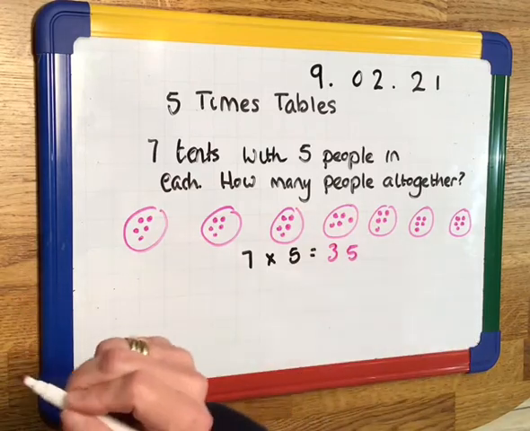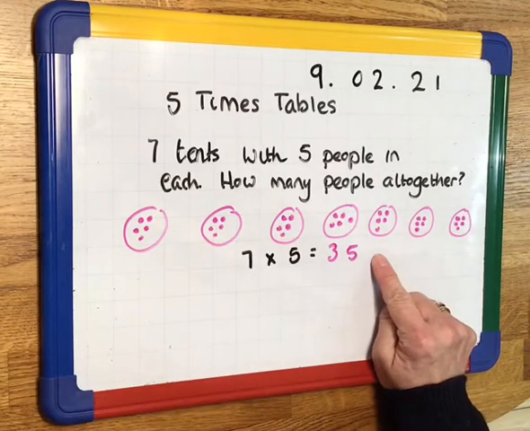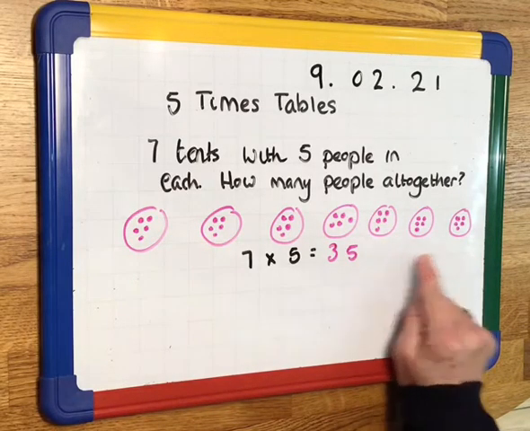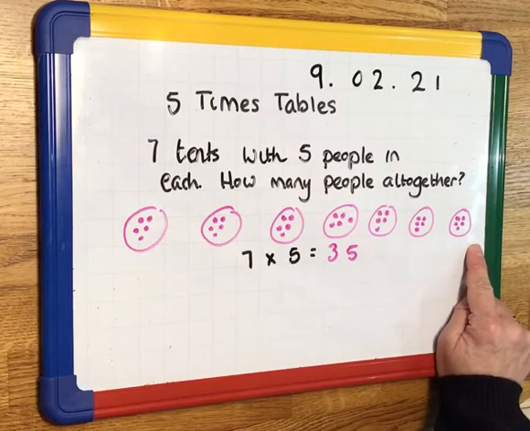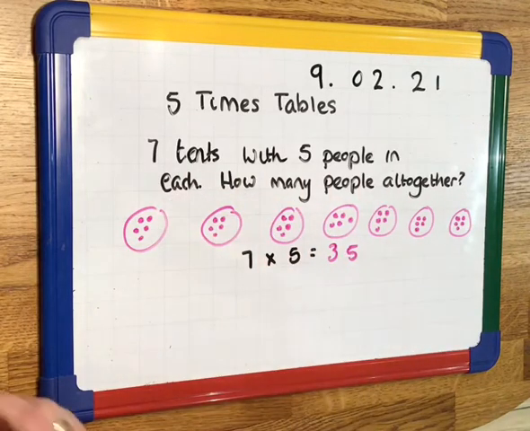I could have drawn an array if I'd wanted to, 7 lots of 5. It doesn't really matter which way you do it. The quickest way to do it is this, but only if you're confident. If you need to draw pictures or you need to draw an array, please do that to solve any problems like this. And we'll be looking at this on Thursday again.